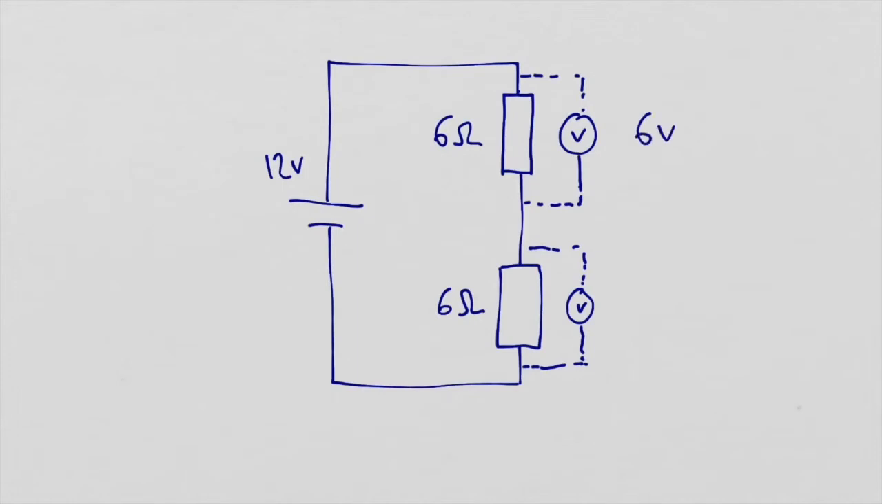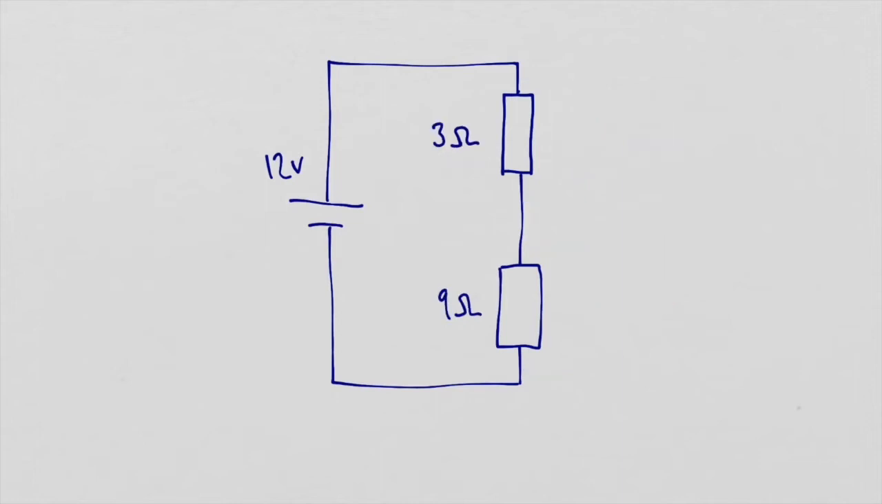If you said it was 6 volts and 6 volts, you were right. And this is it acting as a potential divider now. We've got a 12 volts input from the battery and we've got 6 volts and 6 volts coming out. Now, let's change it. We've now got 3 ohms and 9 ohms. Pause, have a think.